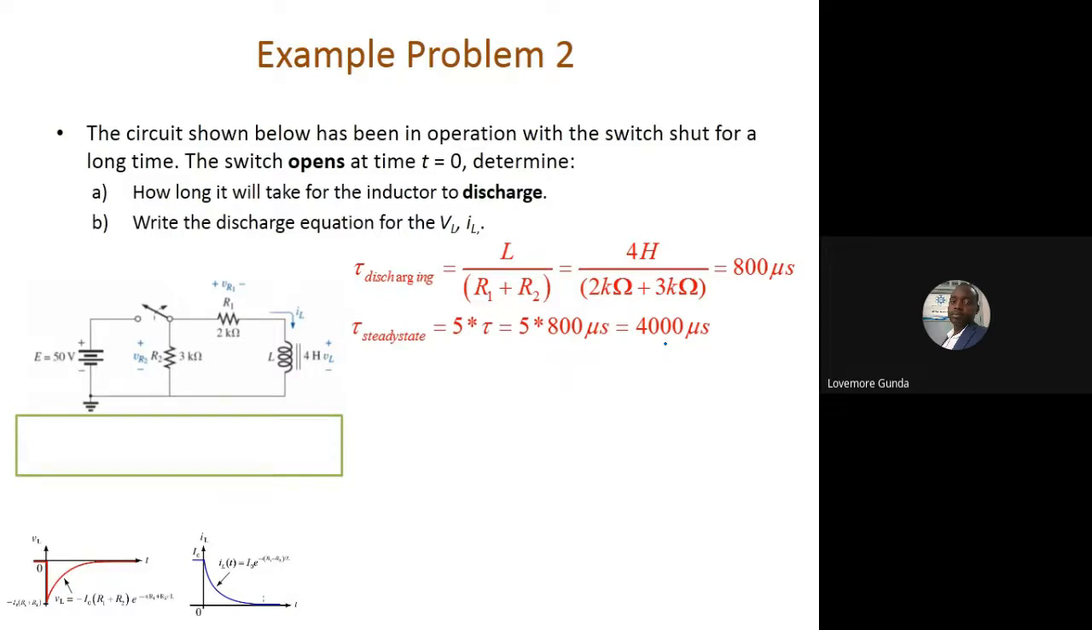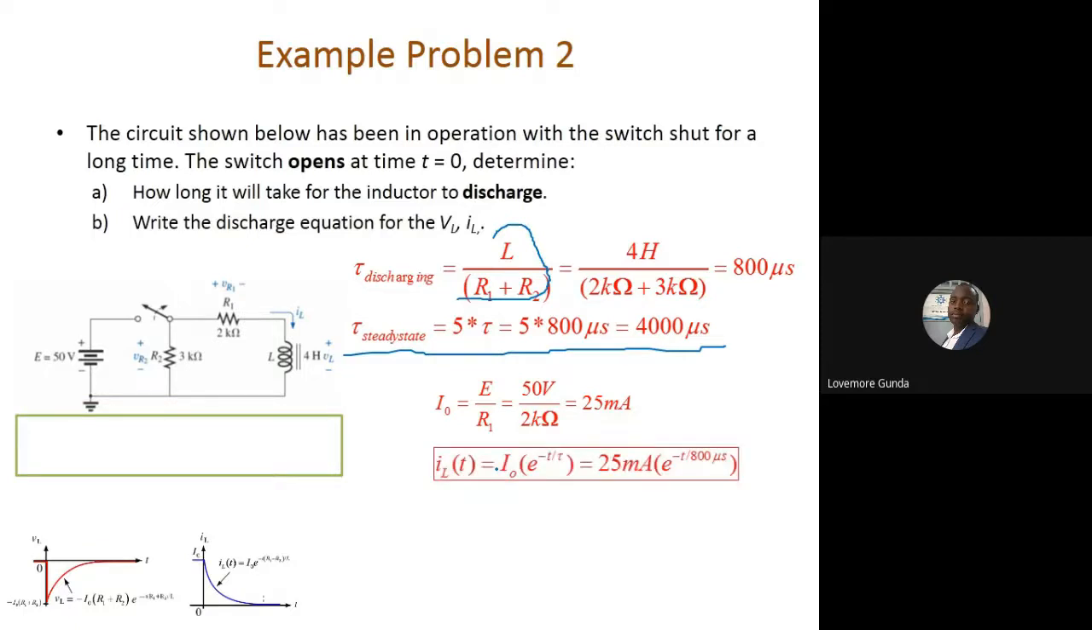Then how long will it take for the inductor to discharge? It's simple. You want the new time constant. Once you get the new time constant, multiply it by 5. That becomes the time required to reach steady-state conditions. That one is a simple one. Write the discharge equation for VL and IL. So I naught is E over R1, and I is I naught times e to the power of minus t over tau.